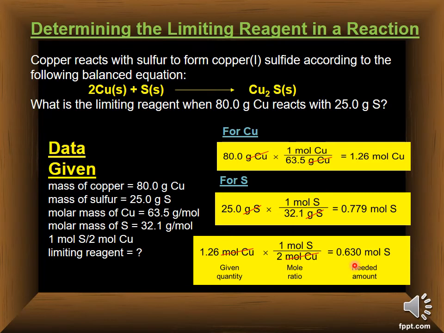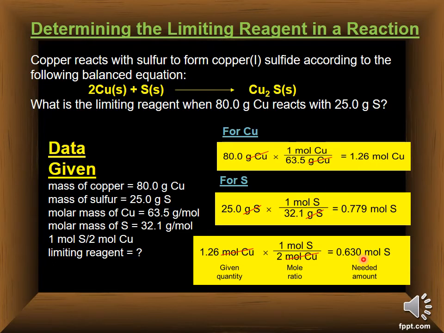0.630 to consume all this amount of copper. Okay, remember limiting reactant, what is it? Who used up first? Suppose this one is going to be used up. Okay, 1.26 we finished. And how much amount of sulfur did we need?